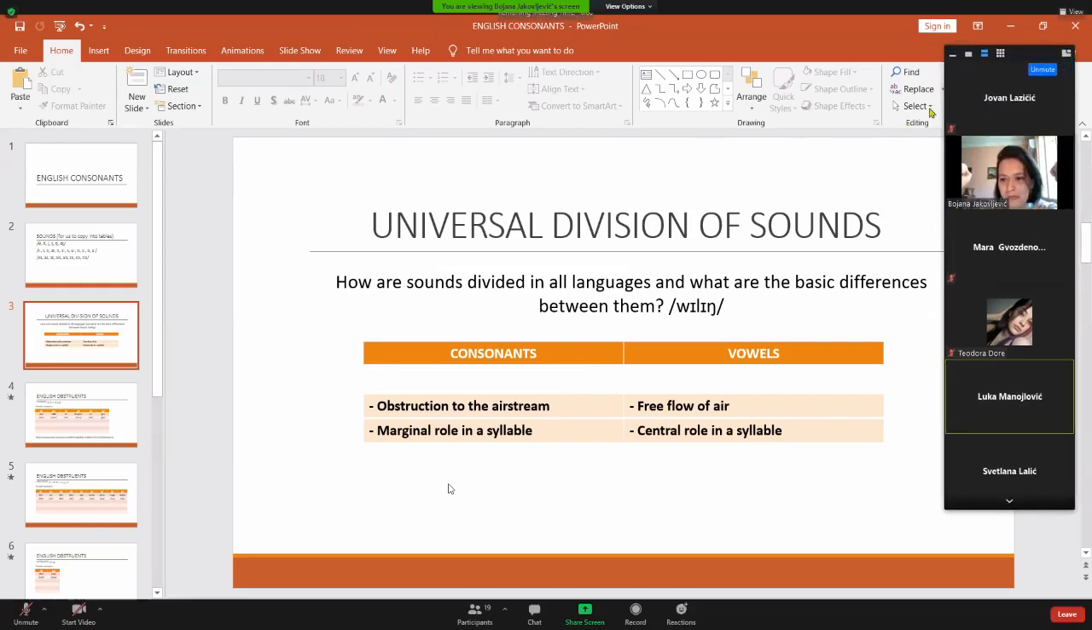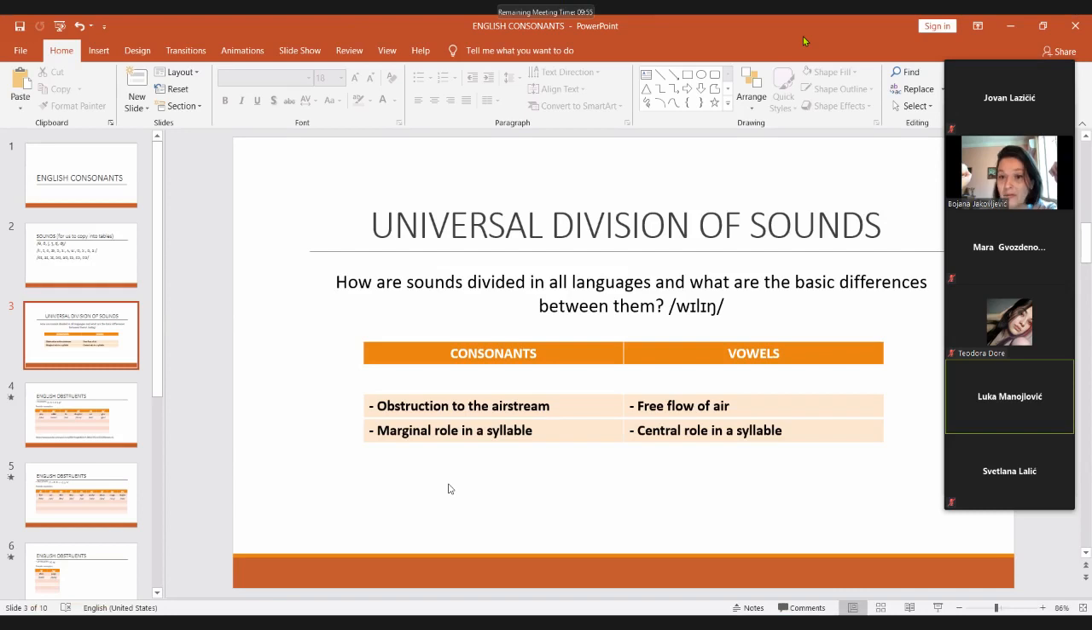We have a division in articulation: manner and place. Let's say that manner is more important. It has to do with how the obstacle is made.